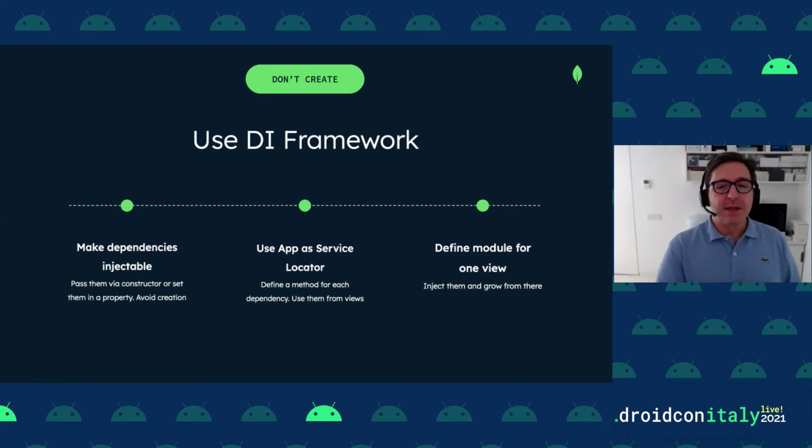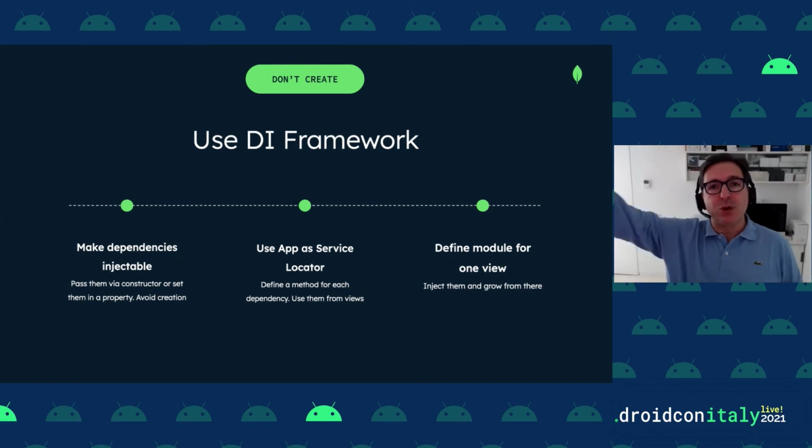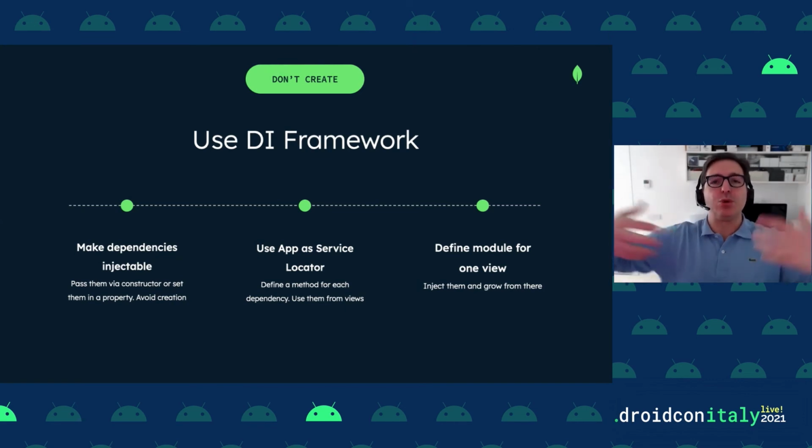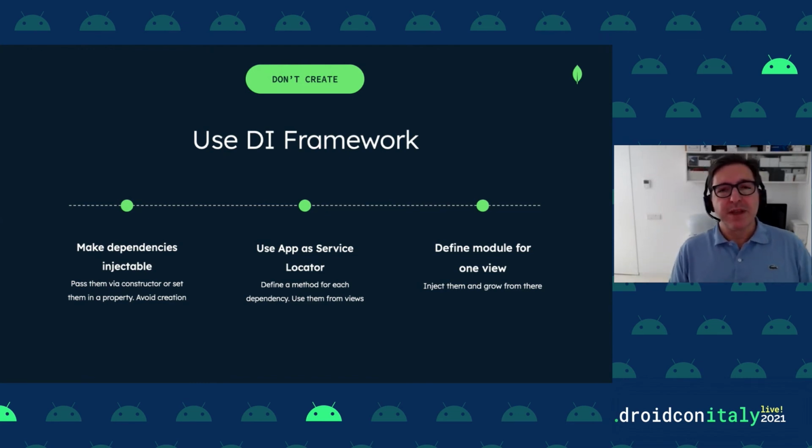The important thing here is that after that, everything that is used within a class is provided from the outside. Then we will be using a service locator pattern in order to provide the dependencies. So we will use the application subclass. We will create a method for each of the dependencies that we have to provide. And the views will be using these methods in order to inject themselves with this context. Not the best option, but easier than other options.